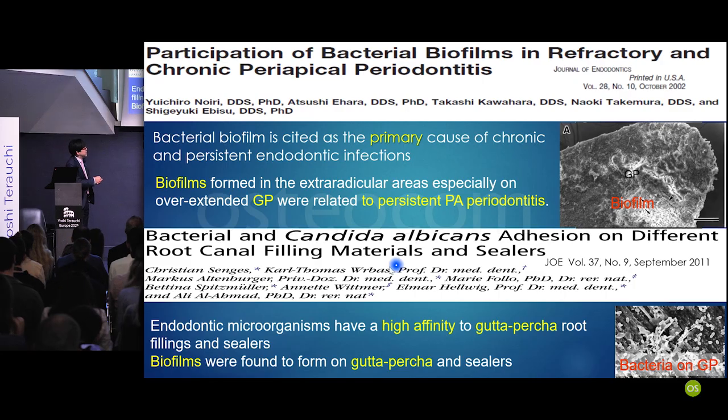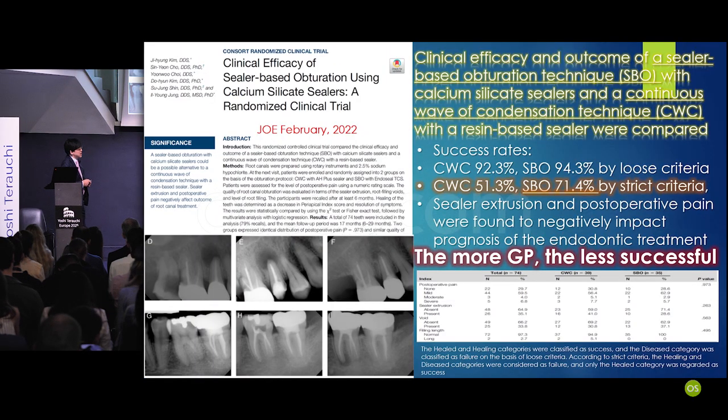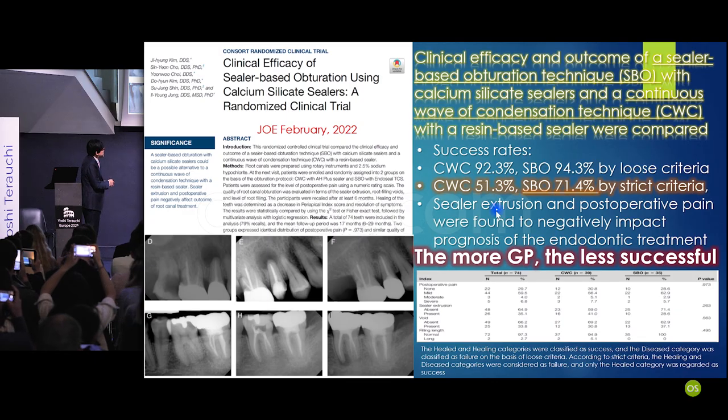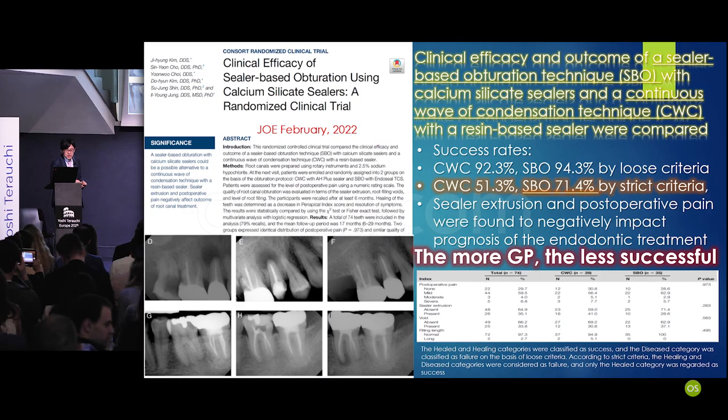So you see biofilms on gutta-percha fillings. And this study shows the more gutta-percha used, actually, the lower the success. So don't use gutta-percha. Use more sealer or calcium silicate-based cement. It's not good to use gutta-percha fillings.